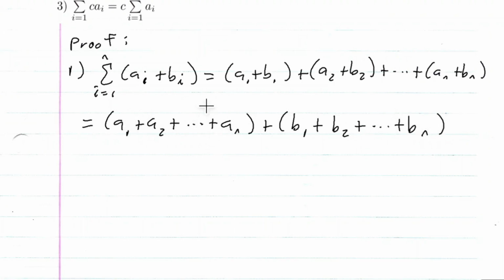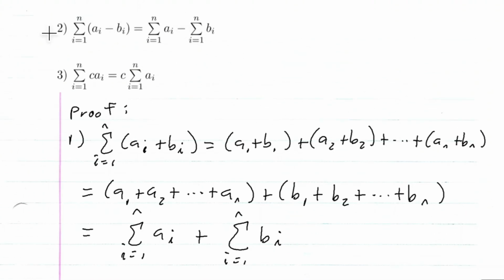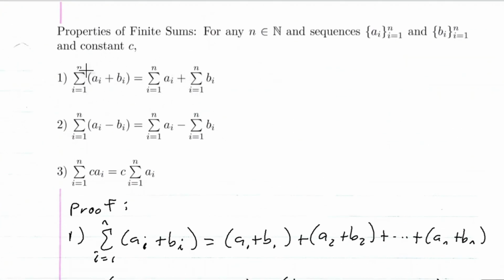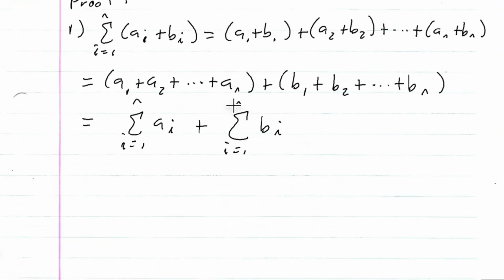And the sum of these n terms is literally this: the sum from 1 to n of a sub i, plus the sum from 1 to n of b sub i, which is exactly what we wanted to show. We wanted to show that the sum from 1 to n of a sub i plus b sub i is the sum from 1 to n of a sub i plus the sum from 1 to n of b sub i. Now we're going to look at the difference.